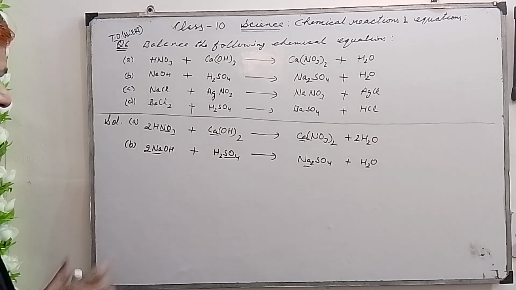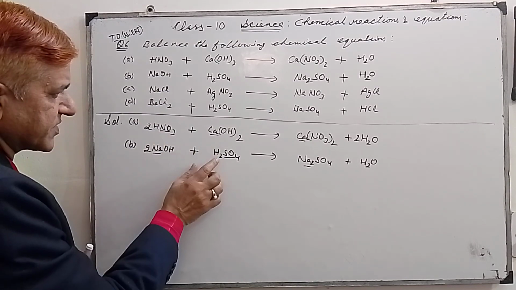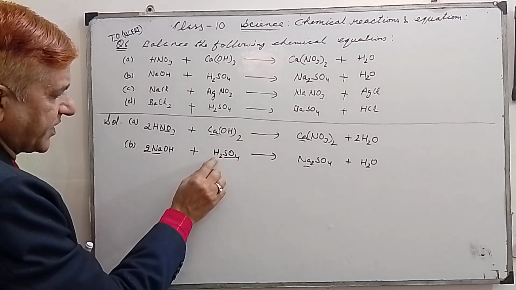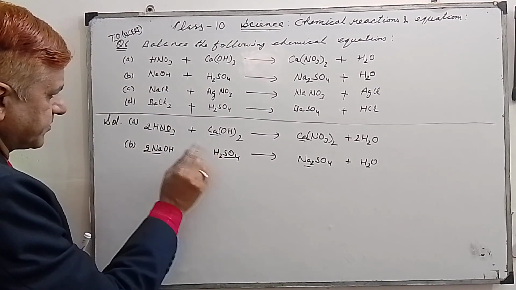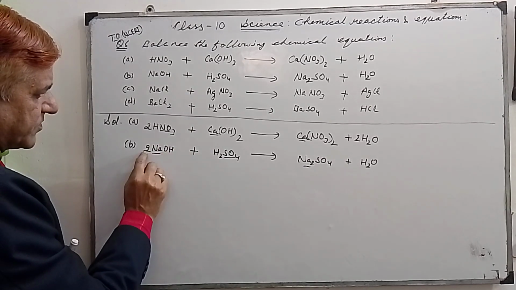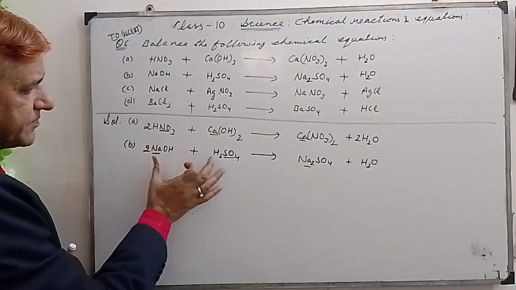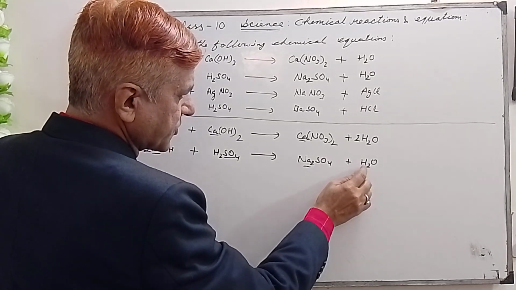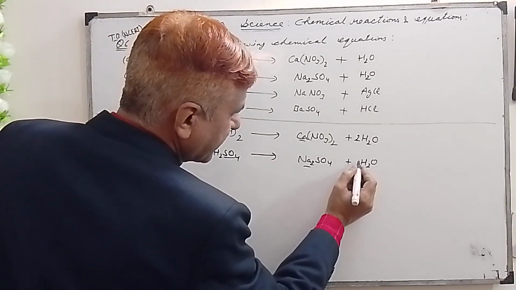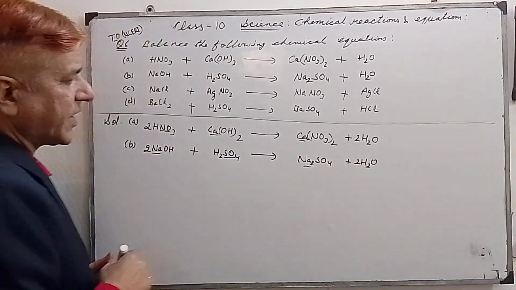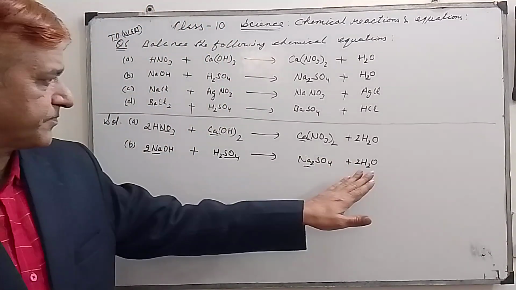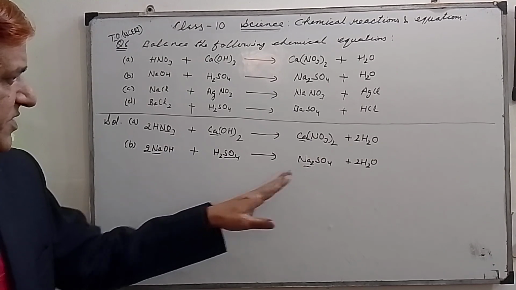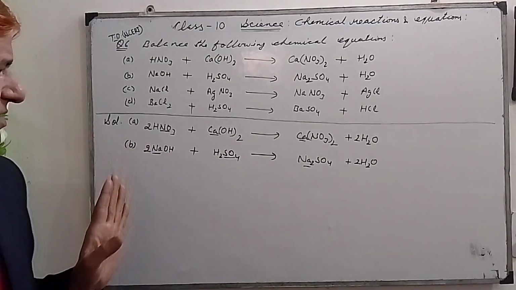Now my dear students, come to hydrogen. So how many hydrogens are there? 2 hydrogens plus 2 hydrogens here, 4 hydrogens. And how many hydrogens here? 2. So multiply this by 2. So hydrogen is also balanced. Sulfate is balanced, sodium is balanced, hydrogens are also balanced.